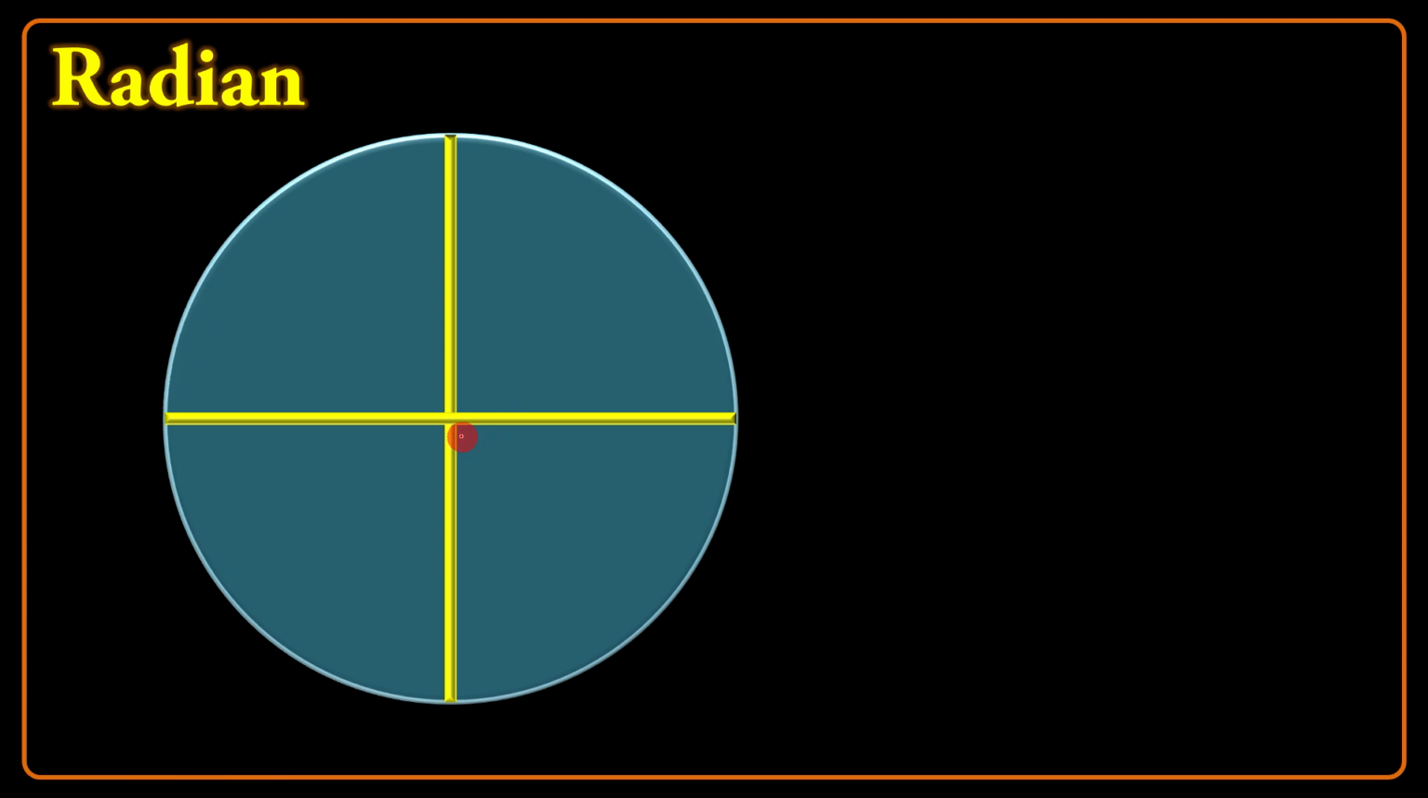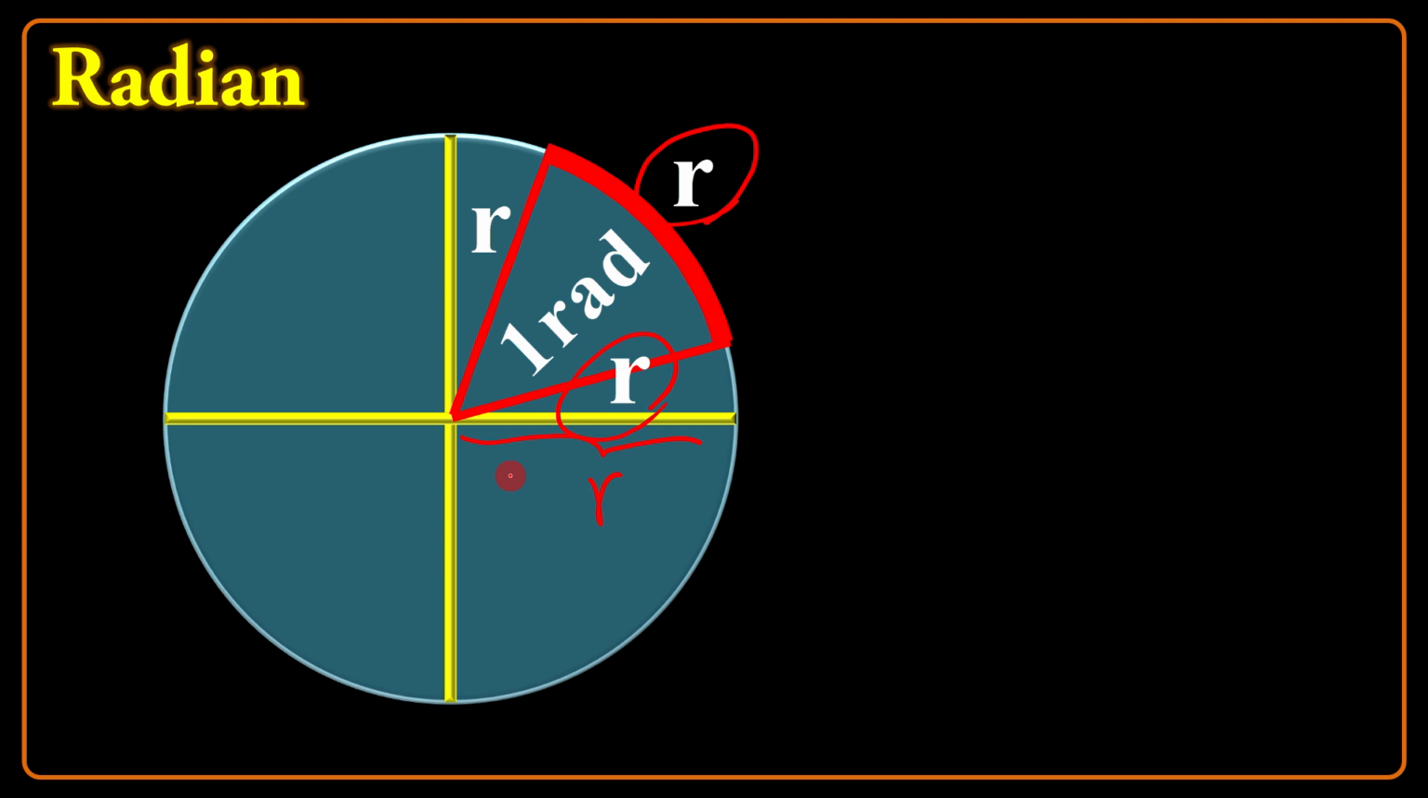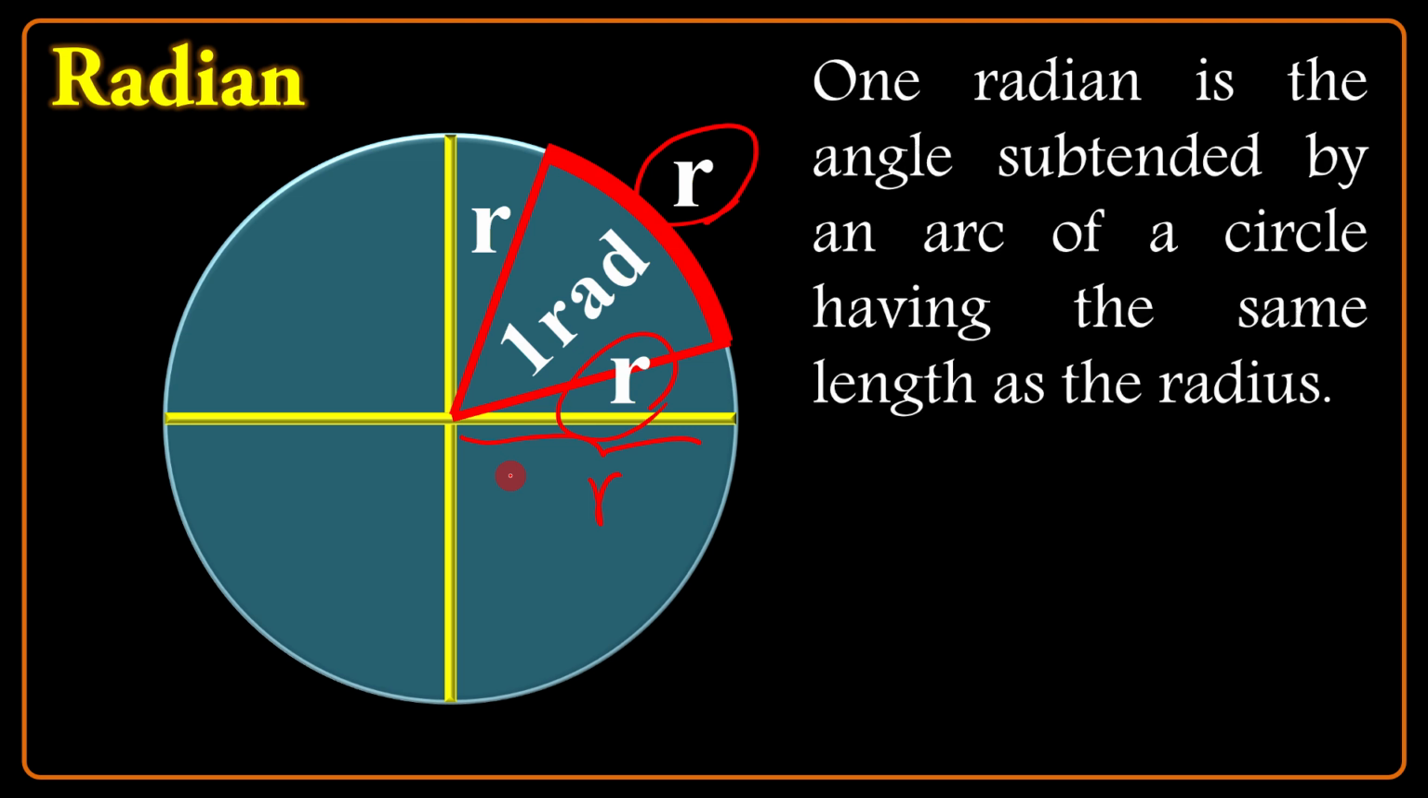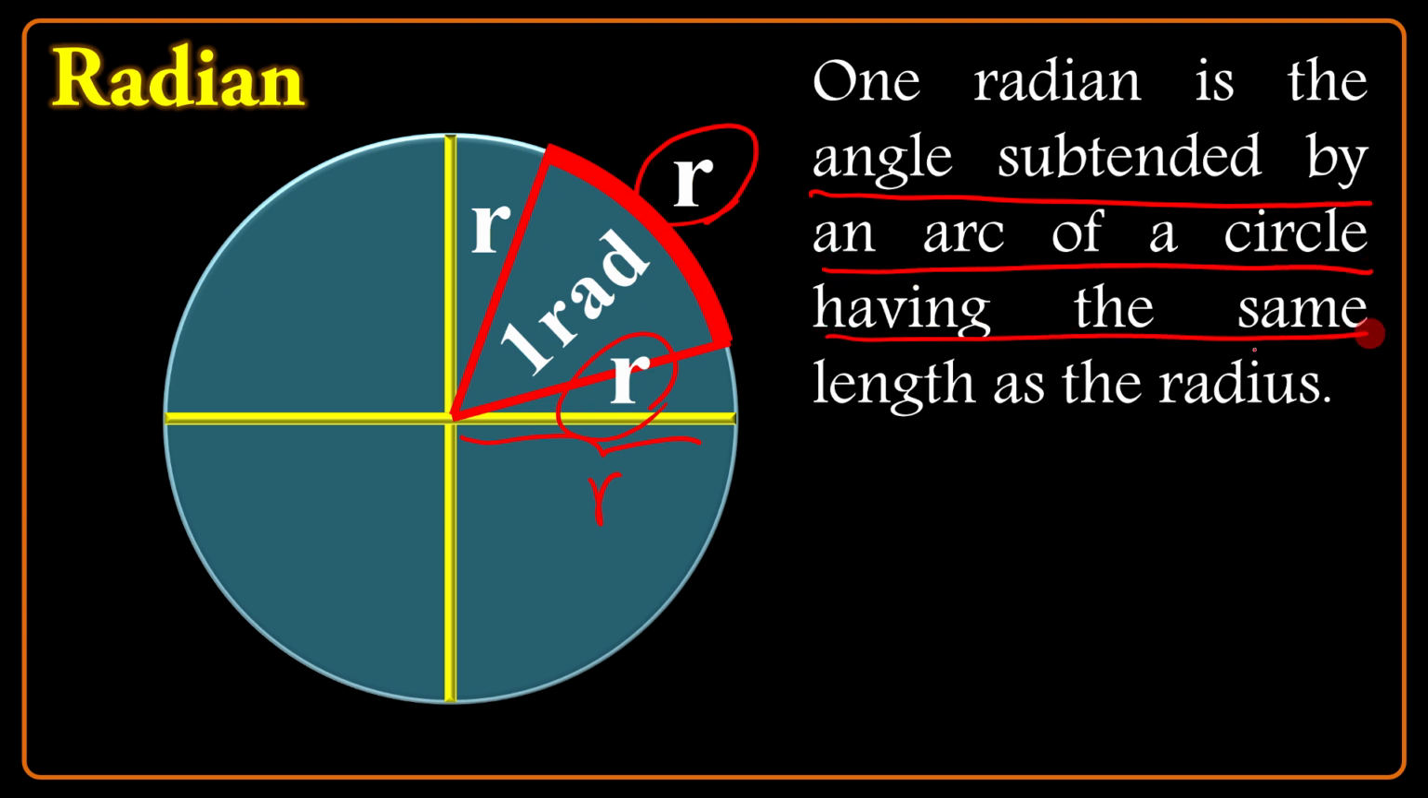Suppose that this circle has a radius of r. Then I take a special angle which is subtending an arc with the length same as the radius. Means that the arc length is equal to the length of the radius. So the angle subtended by that arc is exactly 1 radian. So 1 radian is the angle subtended by an arc of a circle having the same length as the radius.